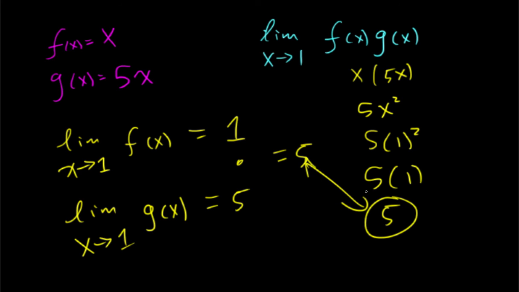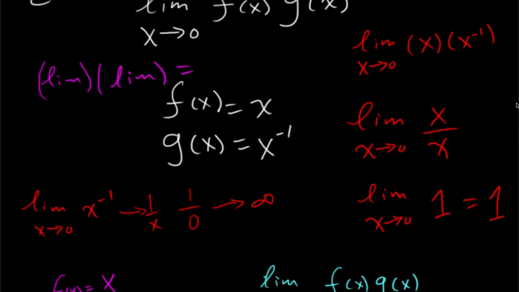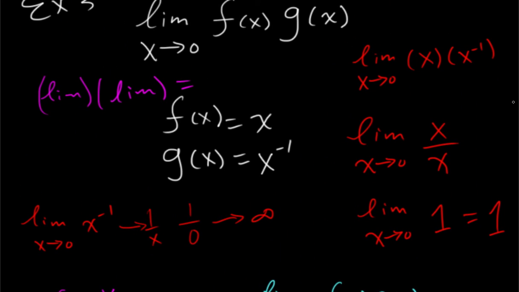The reason why this works is because this limit and this limit exist, but in the previous problem, the limit did not exist because it just went to infinity one way, went to negative infinity the other way. Okay?